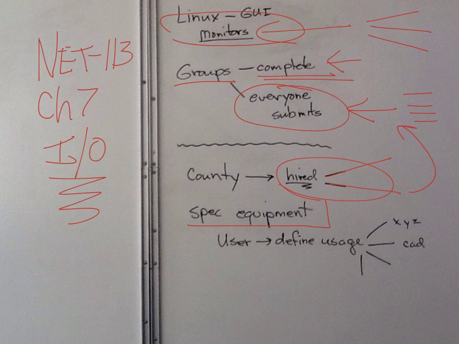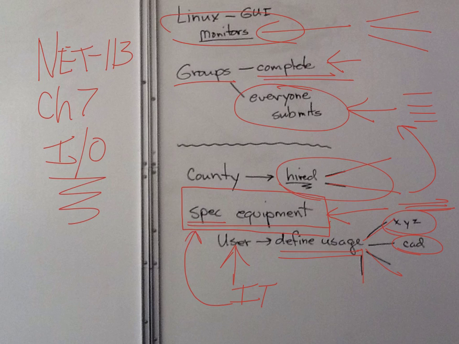And we also talked about how people select equipment. How do they spec it out? A lot of places, it's based on, obviously, the users, how they define what they're going to use it for, XYZ or CAD or whatever, and then the IT department can look at that and say, okay, these would be the best specs for that, and then work with the user in trying to determine that.